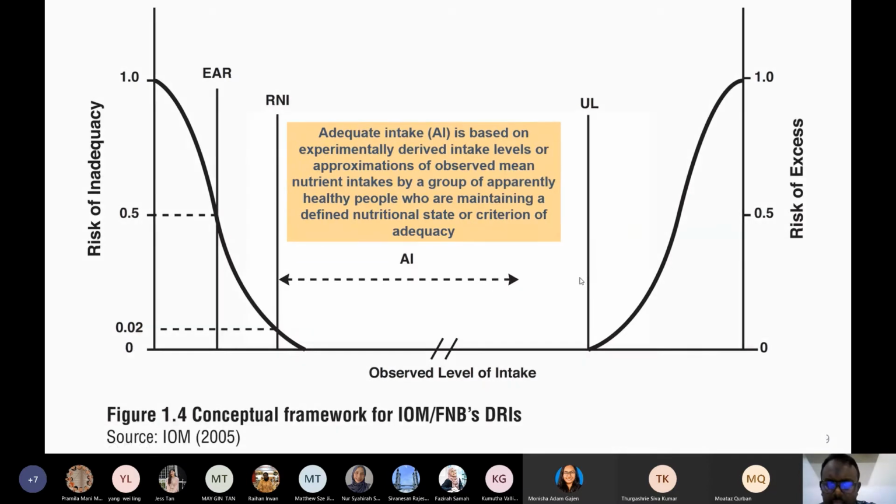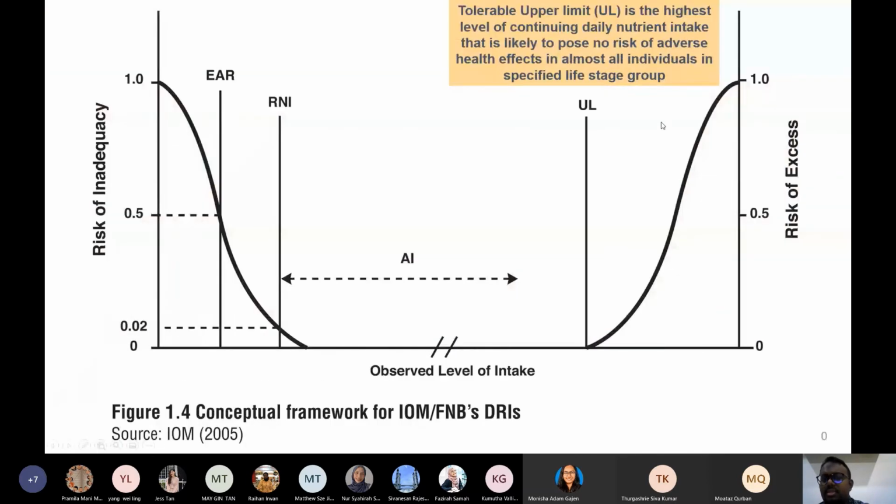Okay. And finally, the upper level, or tolerable upper level, is the highest level of continuing daily nutrient intake that is likely to pose no risk of adverse effects. So if we go a little bit higher than the upper level intake, you have risk of excess here. So basically the risk of excess here is 0. If we go more than this, more than the tolerable upper level limit, you'll have risk of excess. Okay, so we have covered the definitions of EAR, RNI, AI, and also UL.